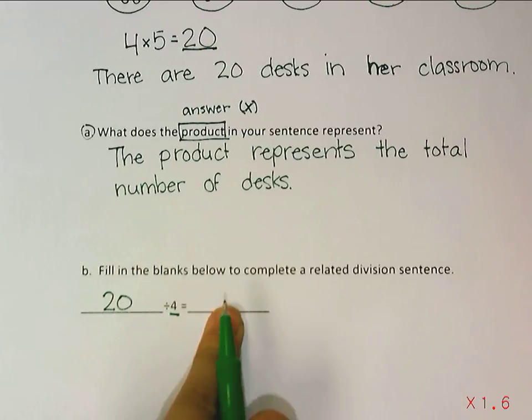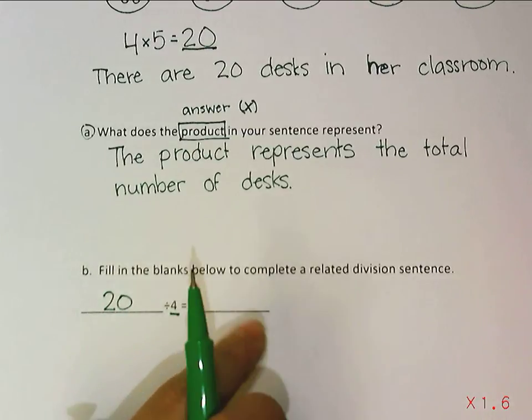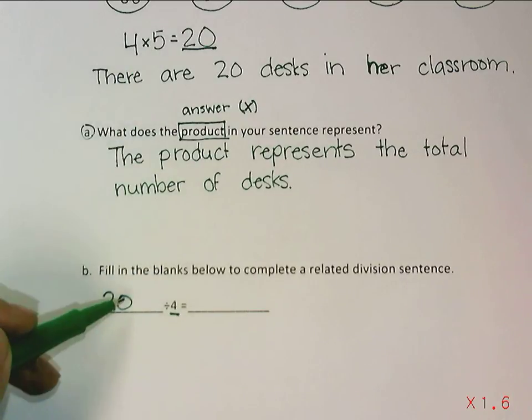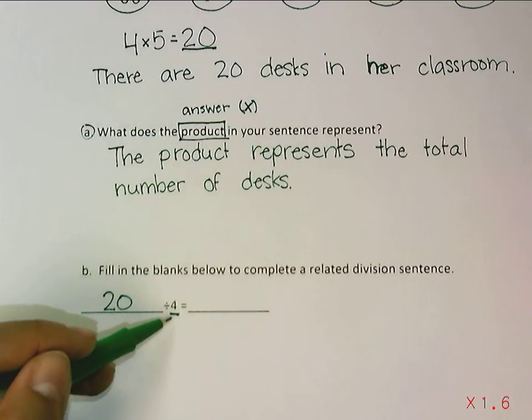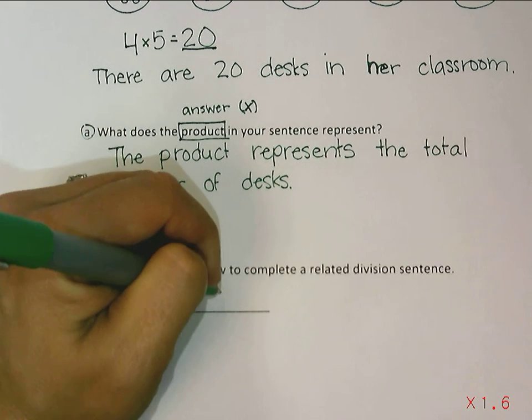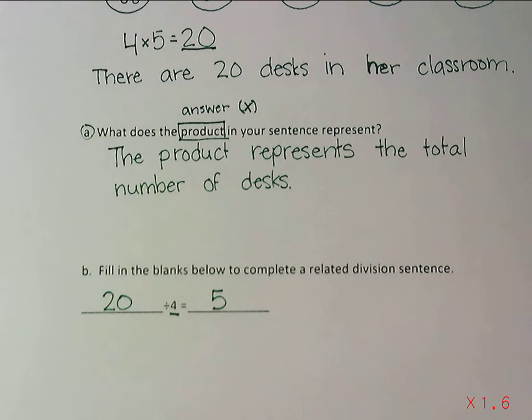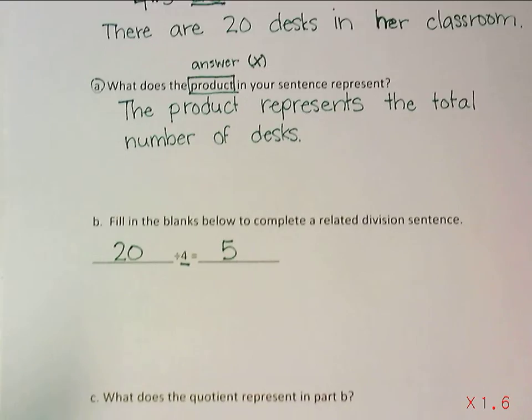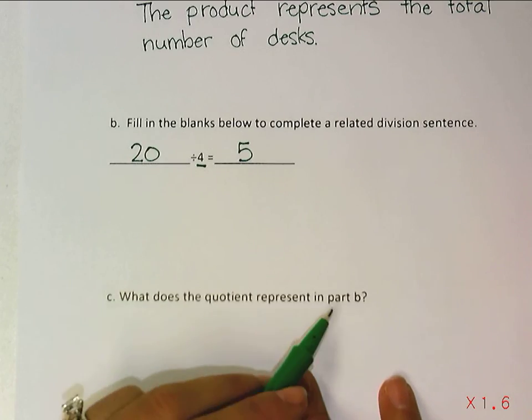equals. So we got to go back and look at our multiplication sentence and see what number we have not used yet. 20 divided by 4, which is the size of the group, equals 5. And letter C is asking you, what does the quotient represent in part B?